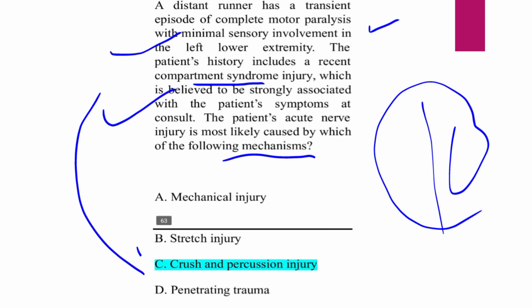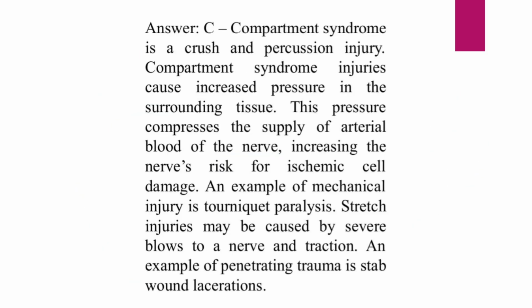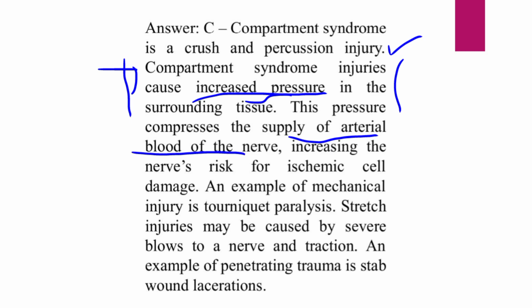In compartment syndrome, we see crush and percussion injury. What happens in compartment syndrome? Injury causes increased pressure in the surrounding tissue due to any cause, such as a tourniquet or tight bandage on the forearm. It can cause increased pressure and decreased blood flow. This pressure compresses the arterial blood supply of the nerves, increasing the risk of ischemic cell damage. When blood flow is reduced, this can cause ischemia. An example of mechanical injury is tourniquet paralysis.